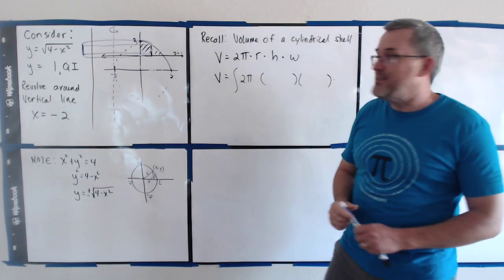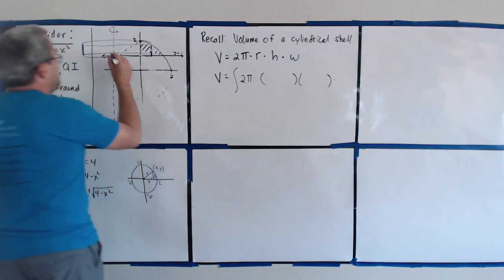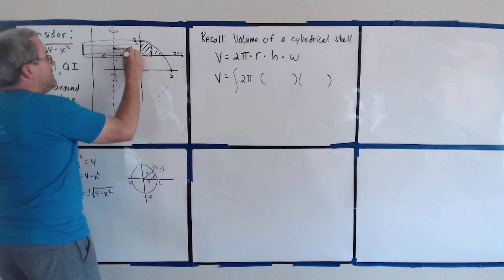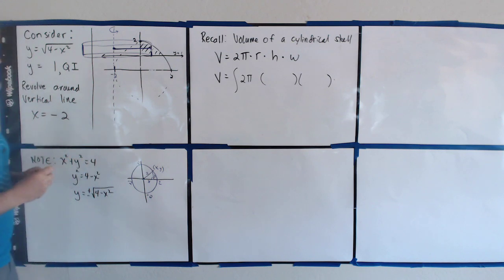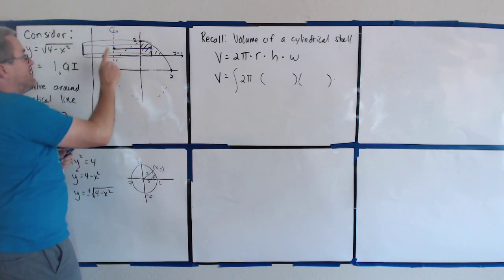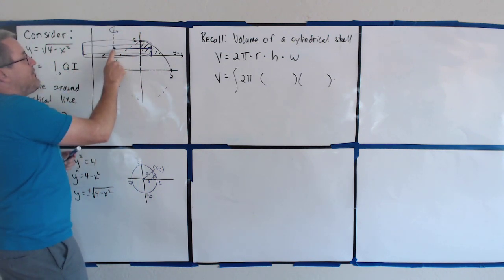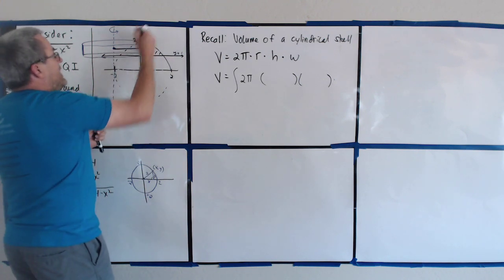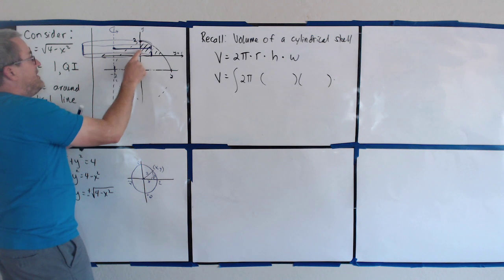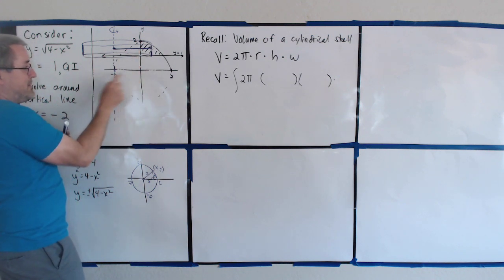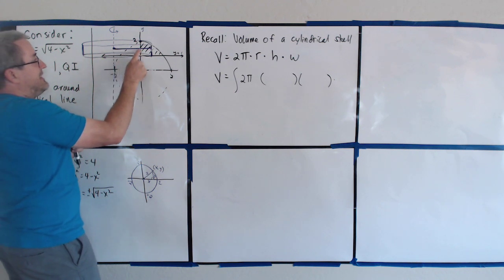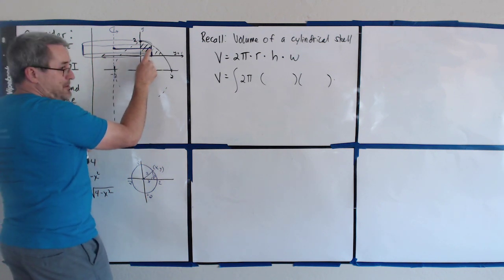Let's talk radius first. The radius of this cylindrical shell would be from the axis of revolution all the way to the edge there. That would be the radius of that circle. So let's talk this through. How far is it from here to the vertical axis? How far is it from here to here? Well, 2 units, because we're revolving around the line x equals -2. So for sure the radius is at least 2 plus a little bit more.